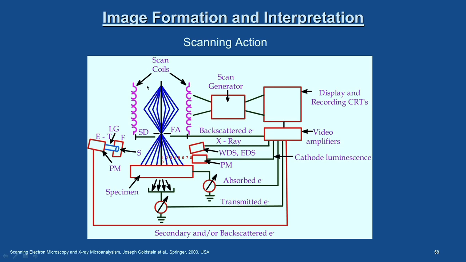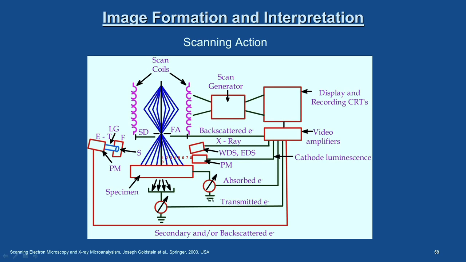So, what you now look at here is the scan coils, and then you have the electron beam which is falling on the sample, and then you have this detector, the ET detector, we will see what that is, and then you have this Faraday cage, and then you have the scintillator, and then you have the photomultiplier, and you have the scan generator here, and of course, you have the display and recording CRTs, and you have a set of characteristic X-ray detectors, and you have a set of spectrometers, wavelength dispersive spectrometer and energy dispersive spectrometer, and you have a photomultiplier, and you have other electronic devices which are connected to this instrumentation.